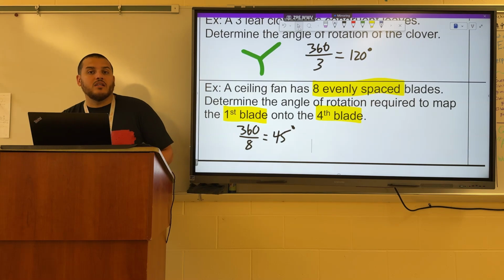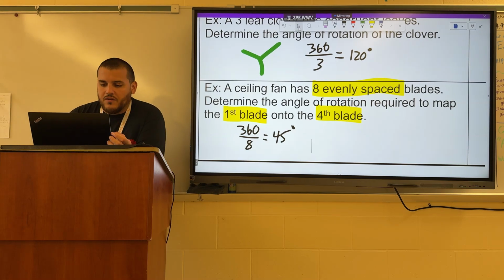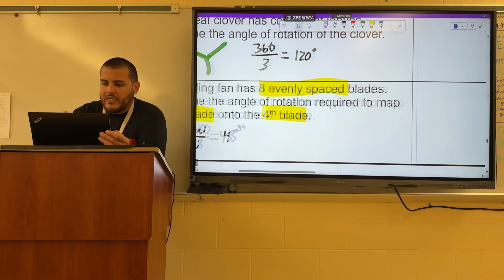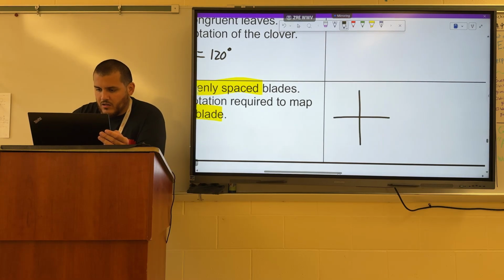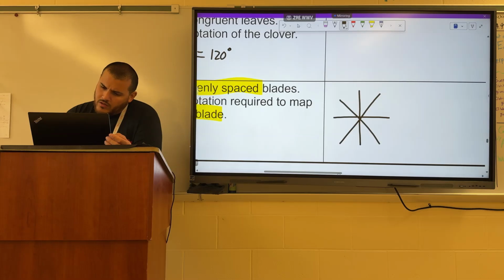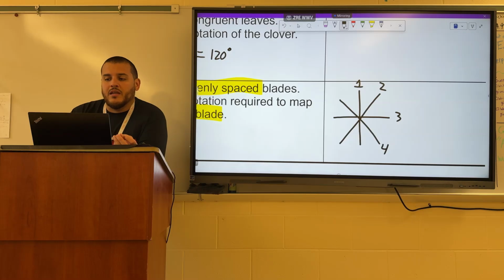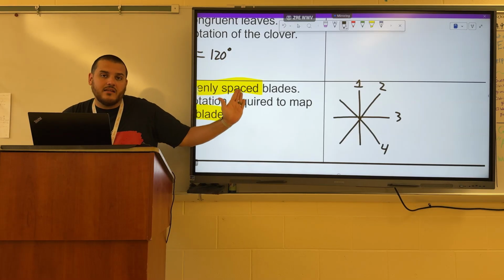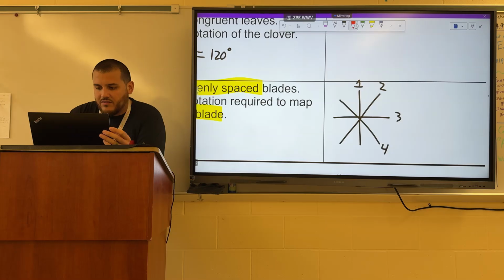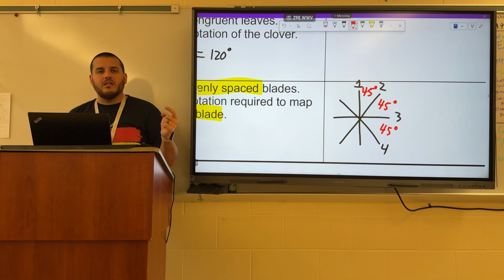All right, so in order to do this, we're going to draw a little figure here of an 8-bladed ceiling fan. So that would look like so. 1, 2, 3, 4, 1, 2, 3, 4. That's 8 evenly spaced blades. We'll say that this is the first one, this is the second, this is the third, and this is the 4th. And we've determined that to move from one blade to the next, one angle of rotation is 45 degrees. So there's 45 degrees to get from 1 to 2. There's another 45 degrees to get from 2 to 3. And there's another 45 degrees to get from 3 to 4.